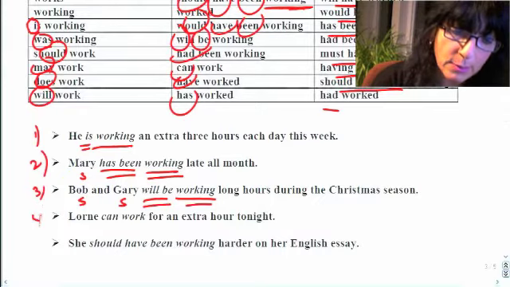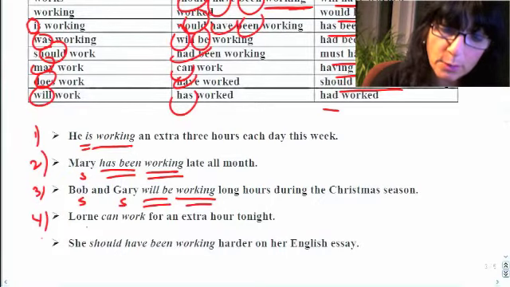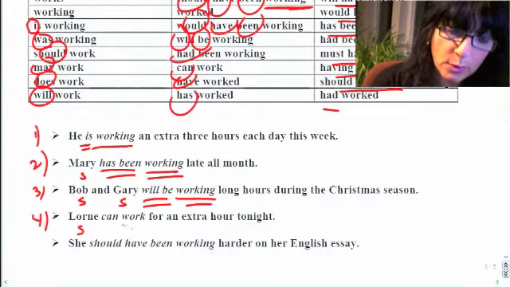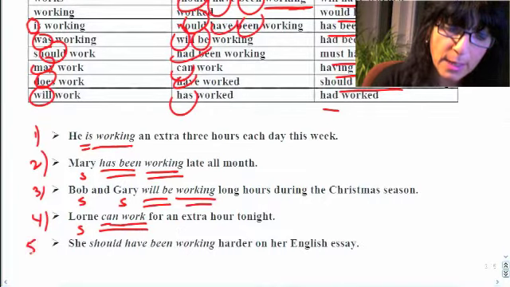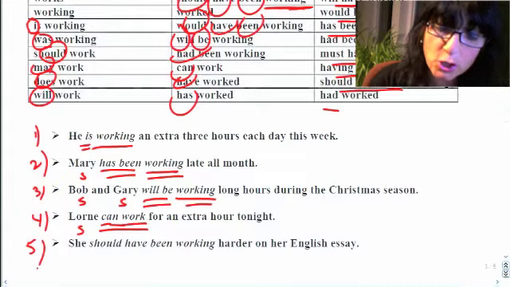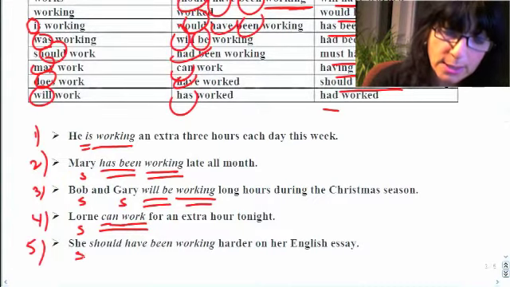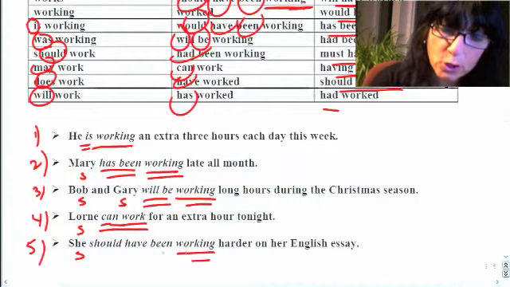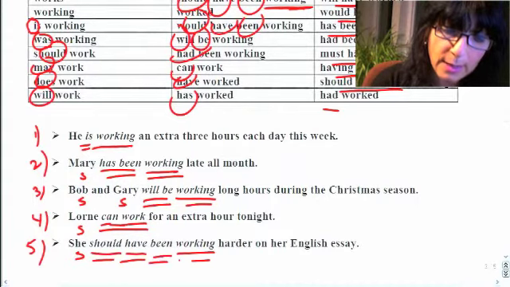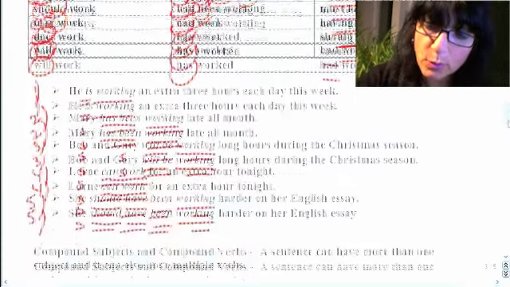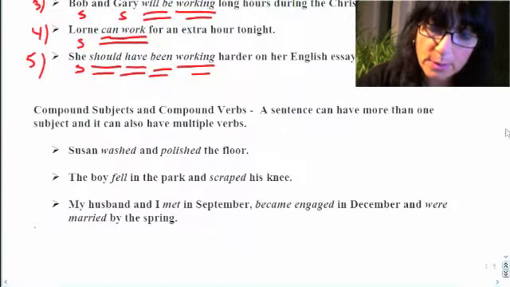In this example, in number 4, Lauren can work for an extra hour tonight. Lauren is the subject, work is the main verb, can is the helping verb. And in the last sentence, she should have been working harder on her English essay. She is the subject, main verb is working, and if you look in the chart, it shows you all the parts of the verb, should, have, and be. So it's important to understand that rule as well.